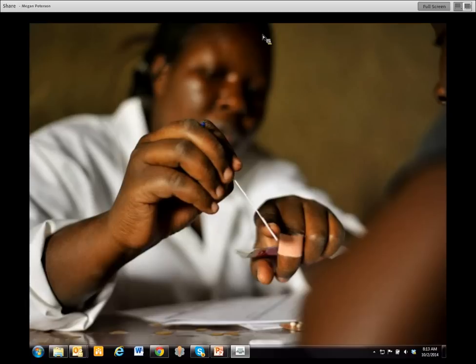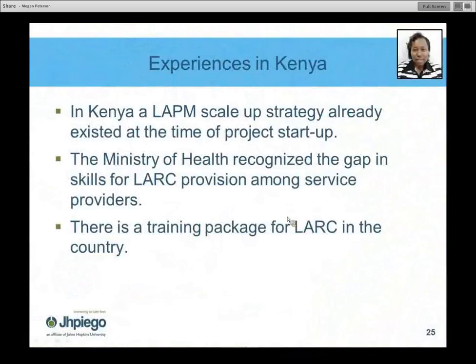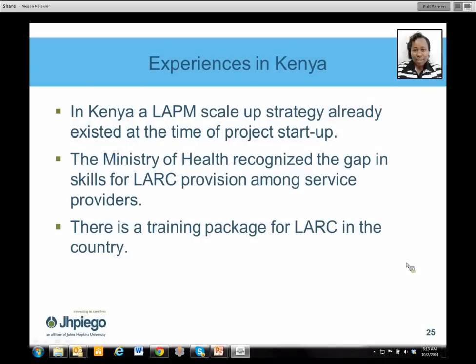Good morning, everyone. Good evening. I'm Emma from Kenya, presenting on the Learning Resource Package. Go to the next slide. Yes, in Kenya, the country has a training package on long-acting and permanent methods, a scale-up strategy which is already in place, and this helped us even when we were starting the ASI project.